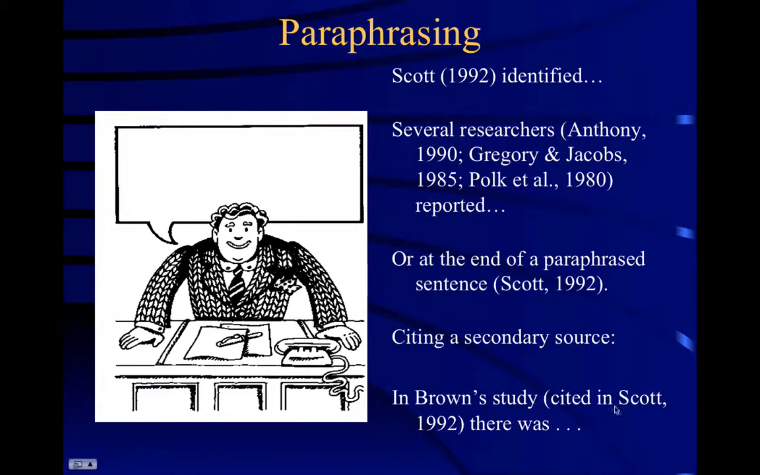So you read an article by Scott, and Scott referred to a study by Brown, and you want to actually refer to that in your paper. This is how it is done. Again, you read Scott, and Scott said something about Brown's study. So this is how you would cite it in your paper.